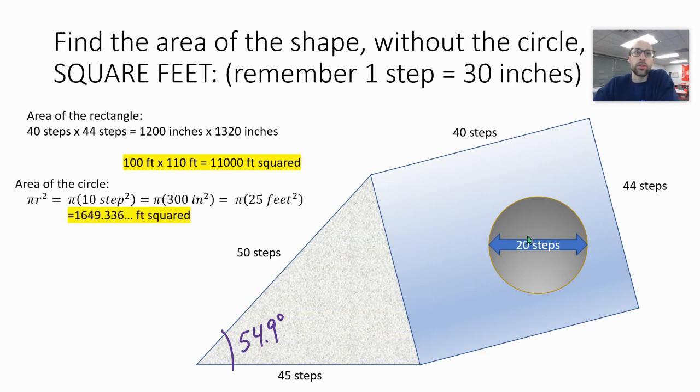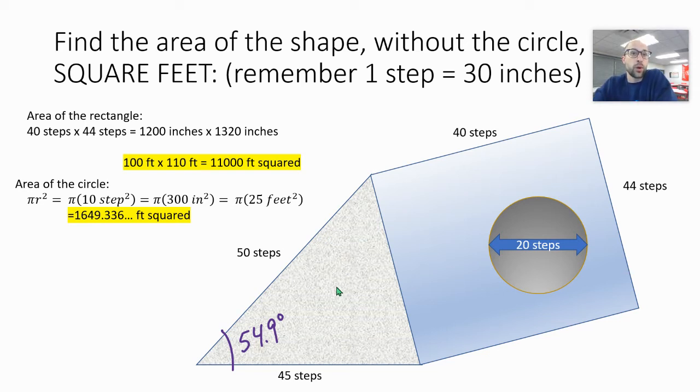But we don't want to include the circle. So area of the circle, again, you can use this formula in multiple ways, but it's the feet, right? So if you converted 20 steps to feet, 20 steps is the diameter. Notice we're using the radius. So 20 steps in feet would be 50 feet. That's the diameter though, so the radius of that is 25, which is why you see the 25 used here. So pi times 25 feet squared is 1,649.336.